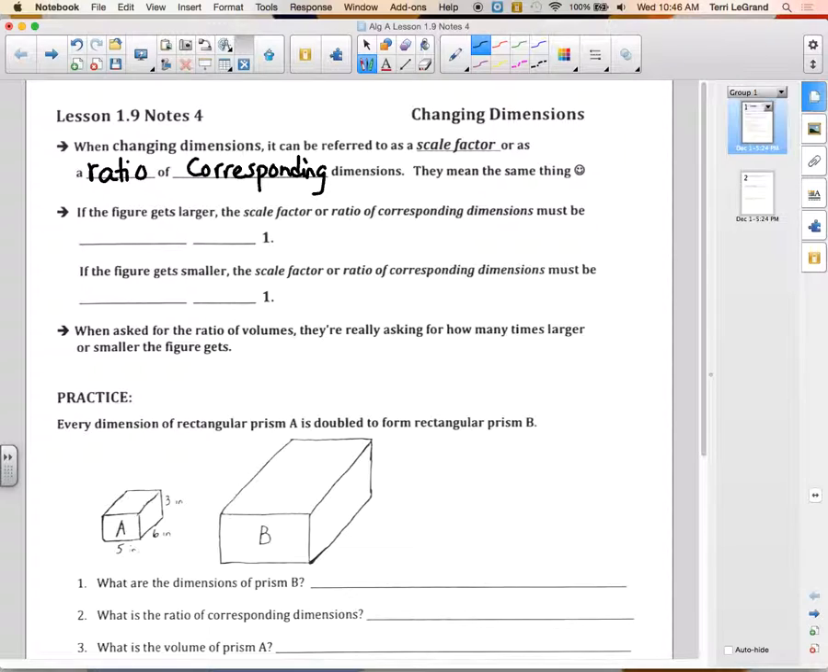Let's be reminded, if a figure gets larger, the scale factor or the ratio of corresponding dimensions must be greater than 1. And when we're done, we should always decide if what we got was reasonable according to this. If the figure gets smaller, the scale factor or ratio of corresponding dimensions must be less than 1. We even narrowed it down a little more than that: between 0 and 1, right? Because we don't talk about scale factors being negative. We don't have a 0 scale factor because then we eliminate the object. And we don't have a 1 scale factor if we want it to change, otherwise it would stay the same at 1.